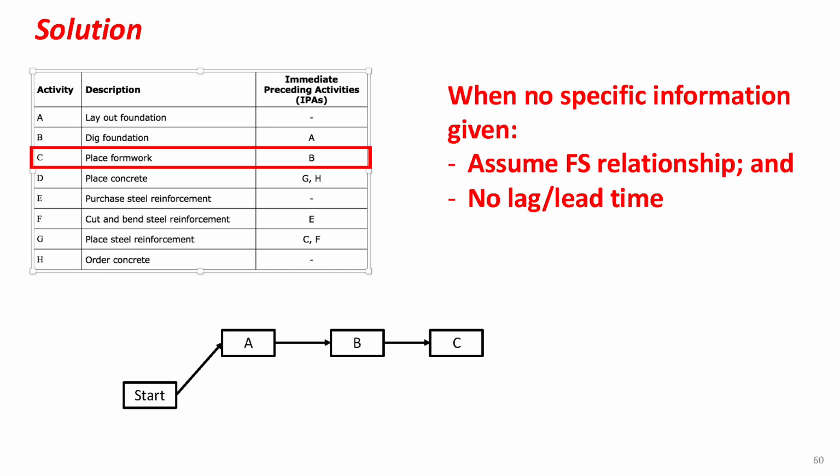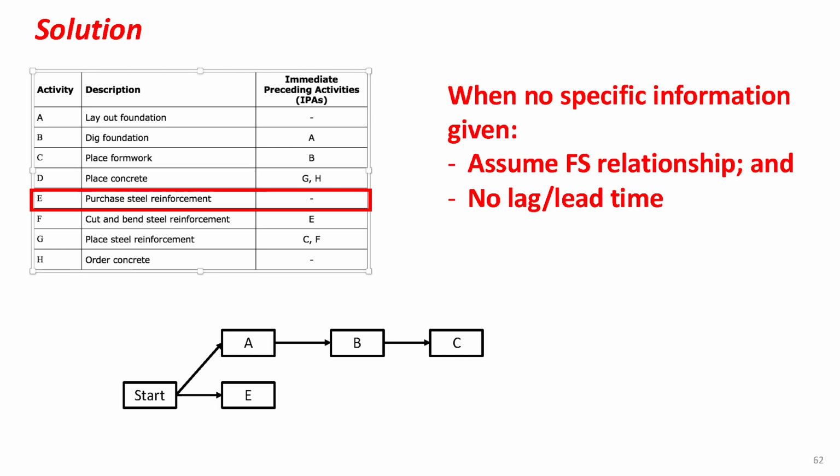Next, activity C, place formwork, is preceded by activity B, so you position it next to B and connect them with an arrow. Activity D, place concrete, is preceded by 2 activities, G and H. Since we haven't drawn G and H yet, we need to skip it for now and come back to it later. Let's move forward with the next activities.